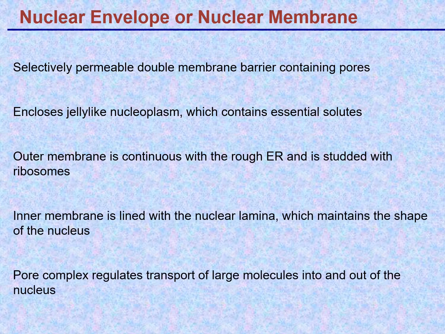It is a selectively permeable membrane, a double membrane, a double phospholipid bilayer, has pores. The material inside is a jelly-like substance called nucleoplasm. The outer membrane is continuous with the rough endoplasmic reticulum and may have its own ribosomes on it. The inner membrane, I wouldn't worry about this. And large molecules can get transported in or out of the nucleus.